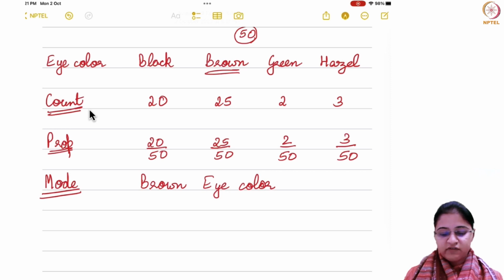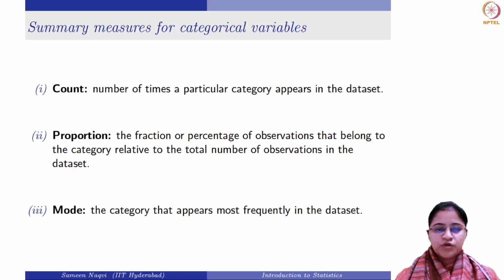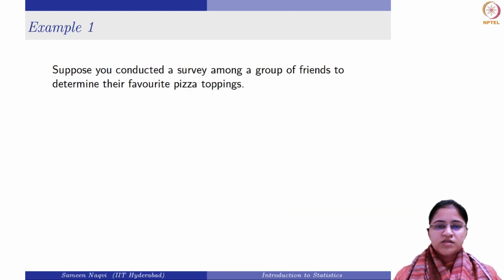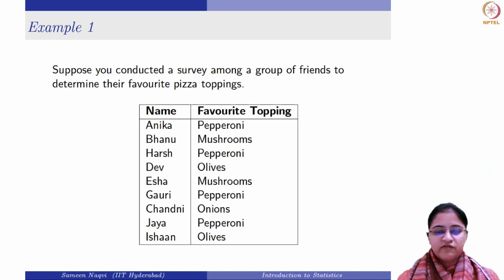Whenever you have a categorical data set, you can use count, proportion or mode to summarize that data. It is very simple, and I believe you all know these and have used them in earlier works. Now let us consider an example over here. Suppose you conducted a survey among a group of your friends to determine their favorite pizza topping. For this, you have the given data set.